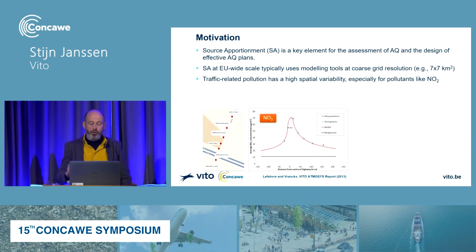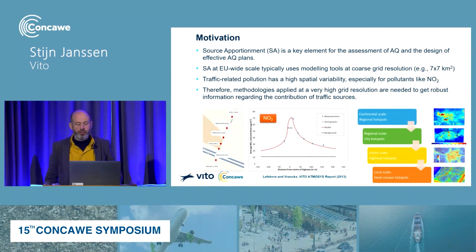profiles express very steep gradients. This was made clear, for example, in a study that we conducted now 10 years ago, when we ran a long-term measurement campaign for a full year around a highway here in Belgium, measuring at different locations perpendicular to the highway. You can see that the NO2 concentration profile expresses very steep gradients in the vicinity of the highway. The black line gives the concentration level in the background, and the red line and the dots represent the concentration close to the highway, as observed in the atmosphere.